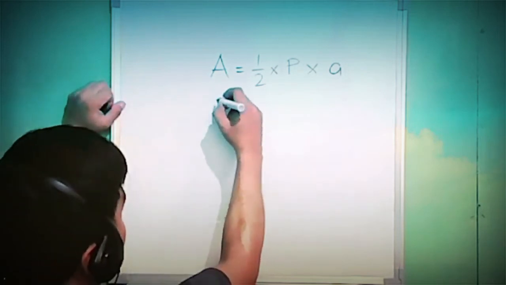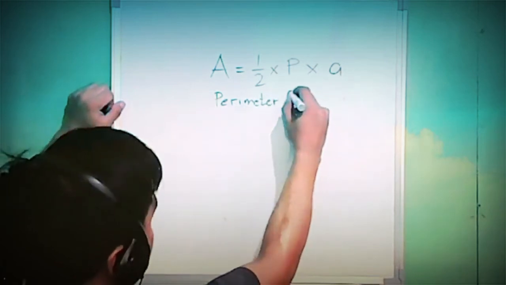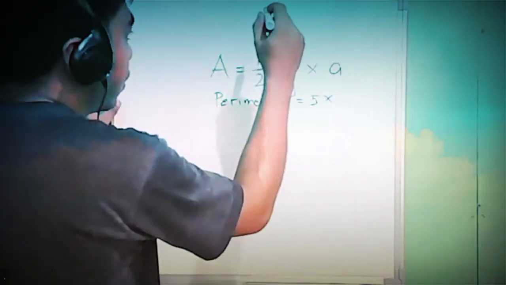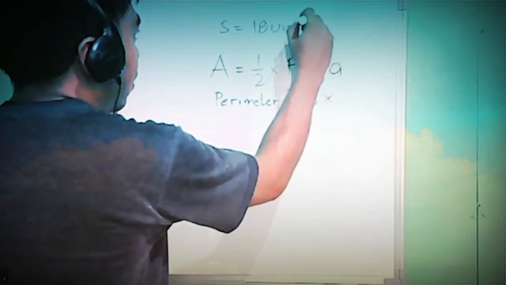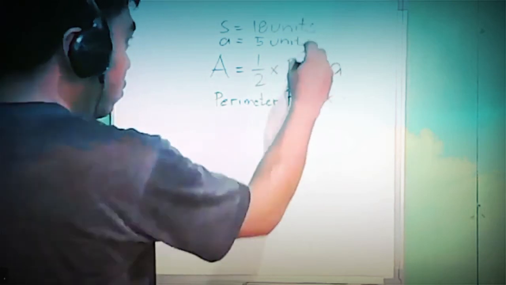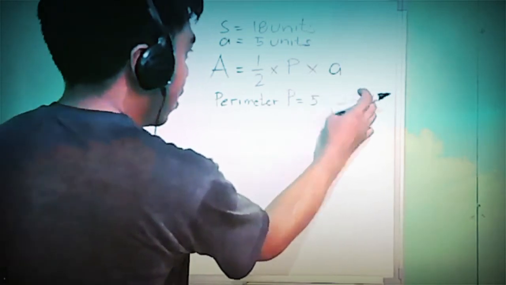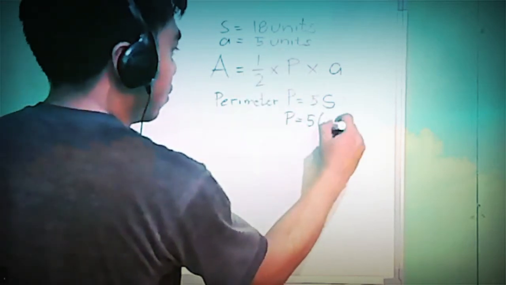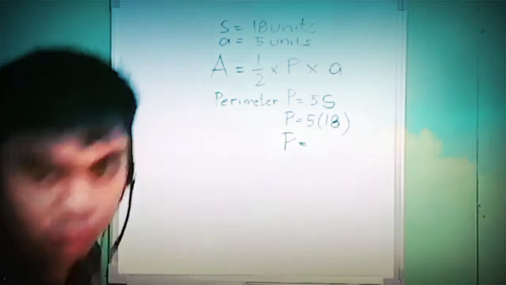First, we get the perimeter. P equals 5 times the side, S. The given side has 18 units, and the apothem is 5 units. So P equals 5 times 18. So P equals 90.